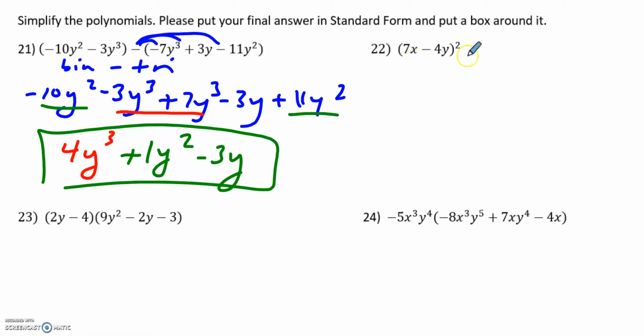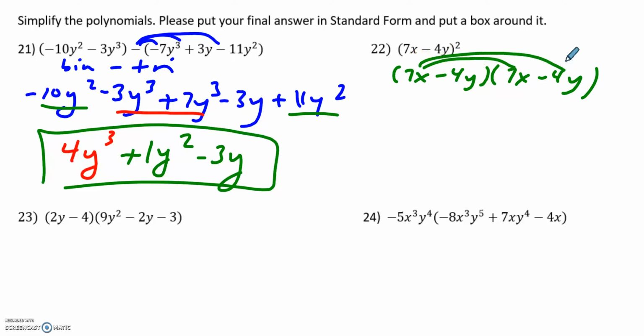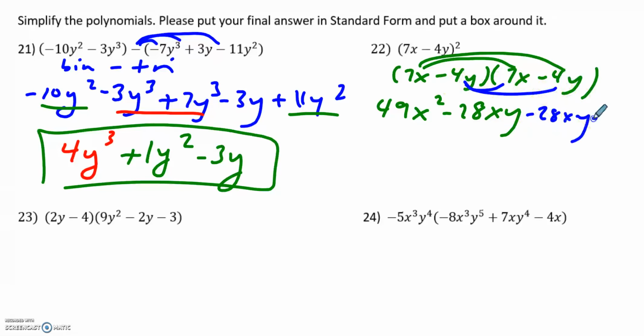Number 22 is a special case. Remember, this binomial squared is the same thing as 7x minus 4y times another 7x minus 4y. So if I distribute the 7x first, and the reason I'm distributing is because now I am multiplying, unlike number 21. 7x times 7x is 49x squared. 7x times negative 4y is negative 28xy. I then distribute the negative 4y to both. I would have another negative 28xy, and I'd have a positive 16y squared.